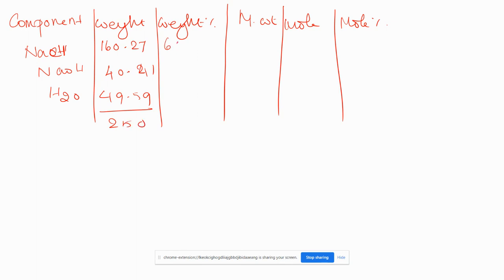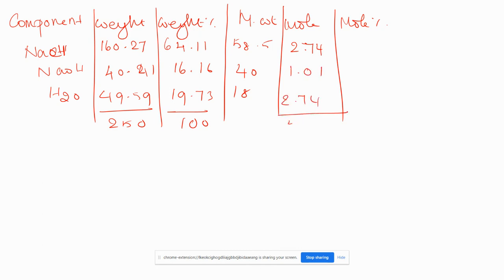Just cross verify. The weight percentages will be 64.11, 16.16, 19.73. The molecular weights are 58.5, 40 and then 18. So the moles will be weight by molecular weight: 2.74, 1.01, 2.74 again, and the total is 6.49. So the mole percentages are 42.22, 15.56, 42.22. The total you should get as 100. So this is all about this problem.